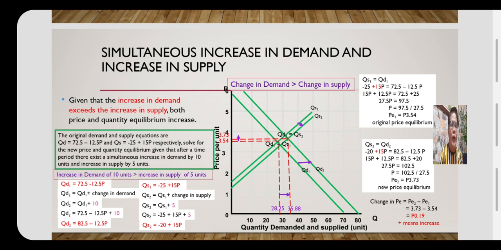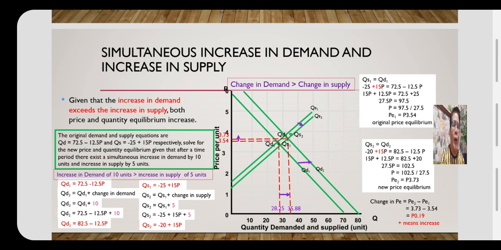Now, to solve for the new price equilibrium, what we have to equate are the new supply equation and the new demand equation. So, the new supply equation is given by negative 20 plus 15P, and the new demand equation is given by 82.5 minus 12.5P. So, equating them, we have negative 20 plus 15P is equal to 82.5 minus 12.5P. And bringing now all those terms with P to the left side of the equality sign, and the whole numbers to the right side, we have now 15P plus 12.5P equals 82.5 plus 20.